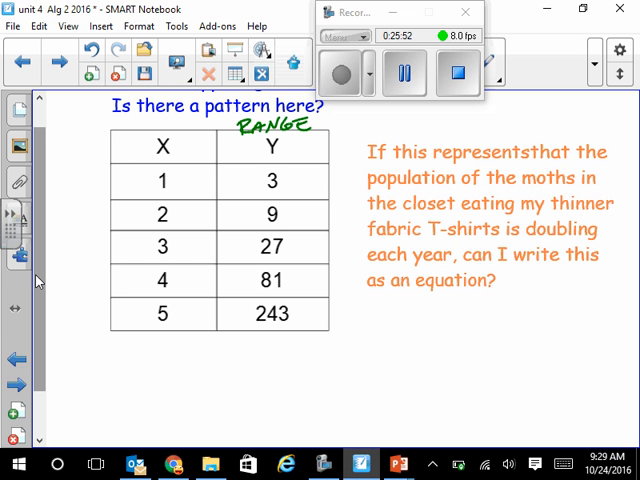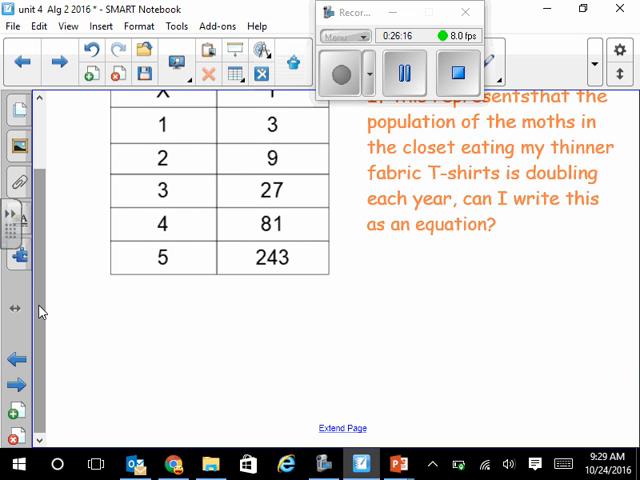3, 9, 27. 81, 243. I'll ask the question. Add, subtract, multiply, divide. What do we get from 3 to 9? Times 3. From 9 to 27? I heard Ashley say it already. Times 3. Anytime you are multiplying to get to the next guy, you have an exponential sequence. So this one is exponential. This is an exponential sequence.